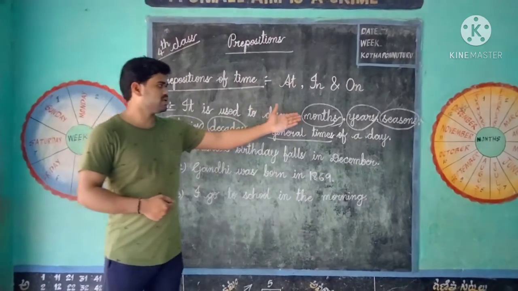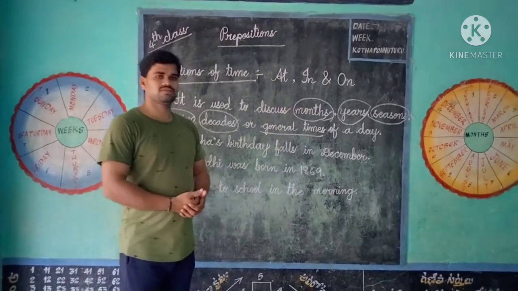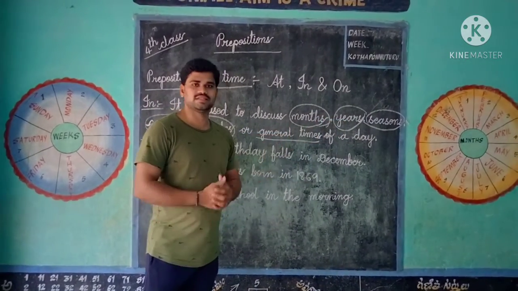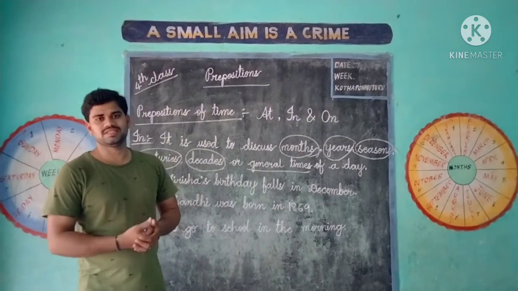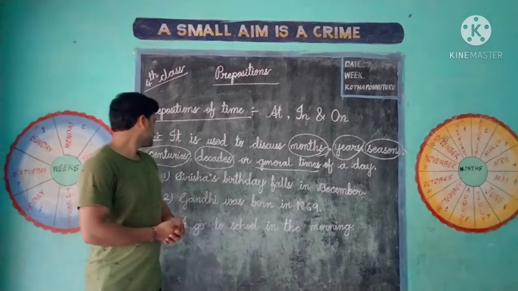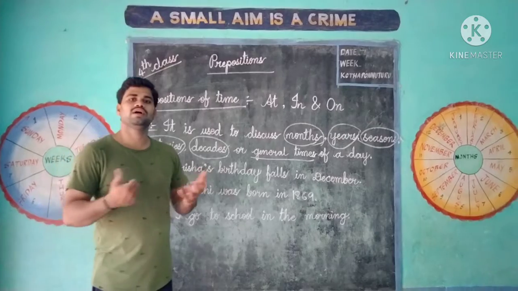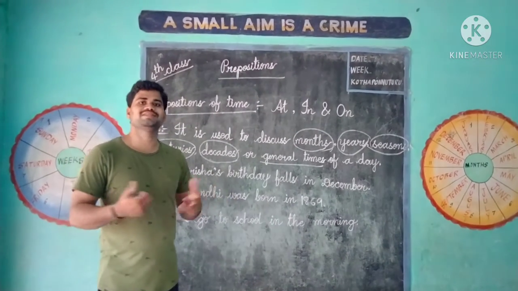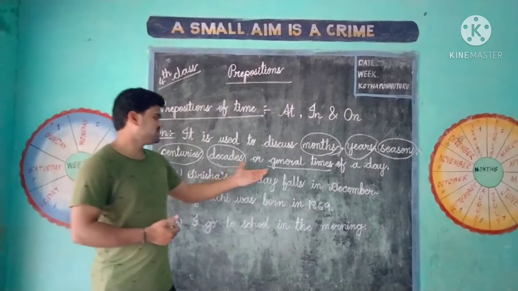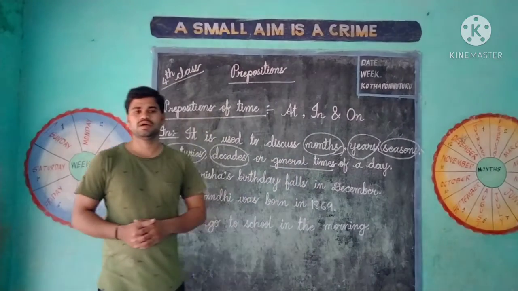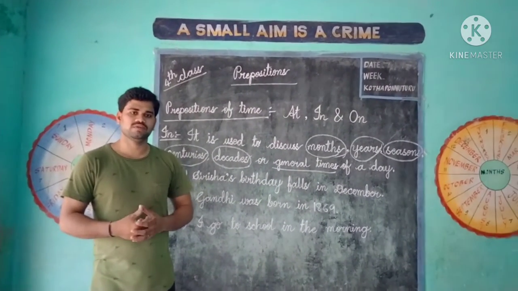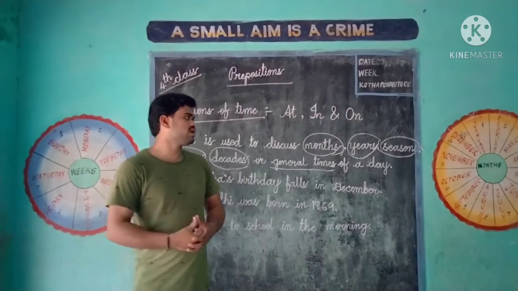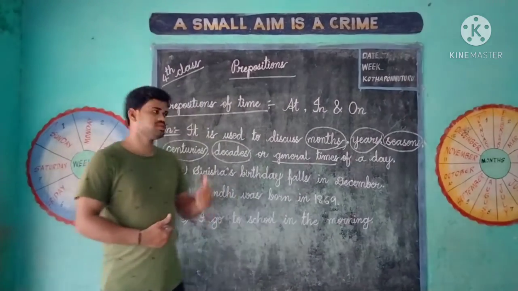Months, like we have 12 months from January to December. Years, and seasons: summer, rainy season, winter, autumn. Centuries. Century means 100 years. Decade. Decade means 10 years. Or general times. General times means morning, afternoon, evening, and night. When we talk about them, we must use the preposition in.